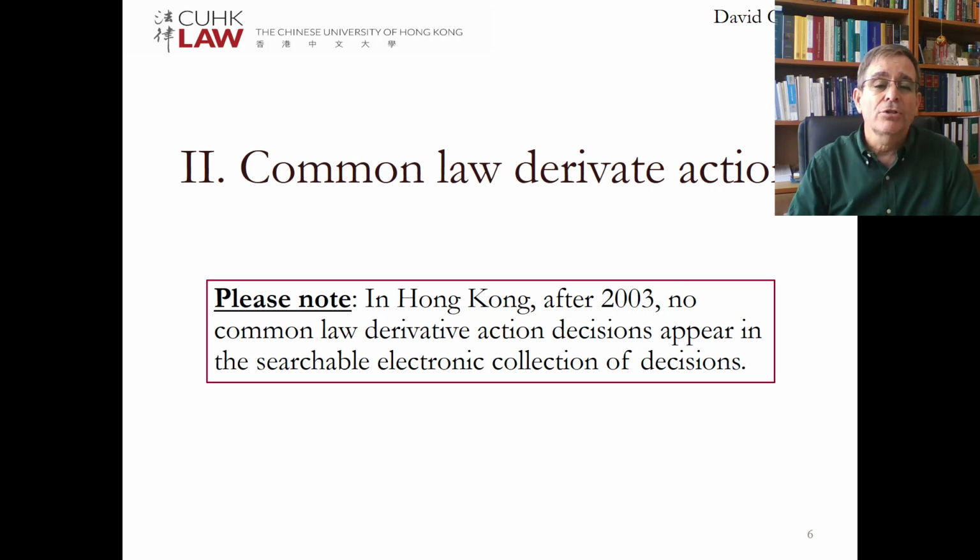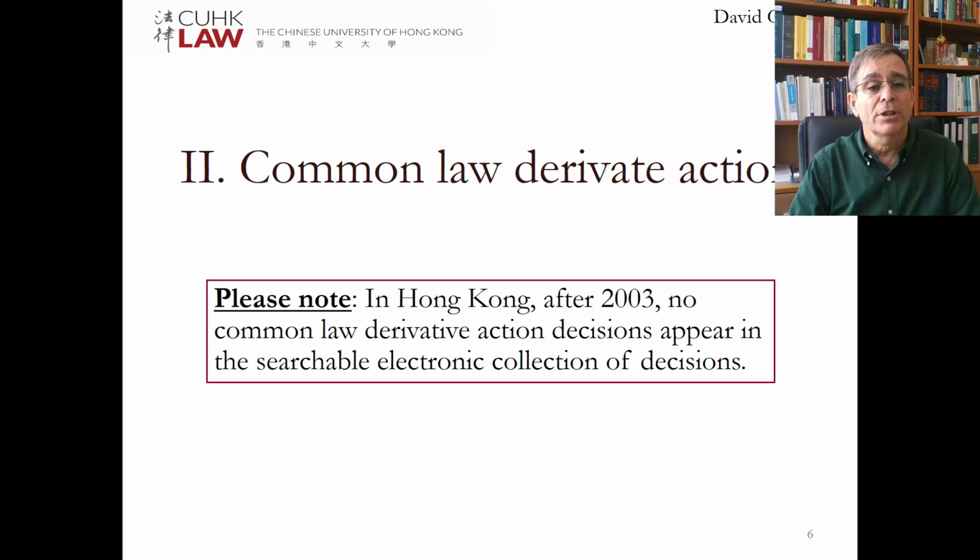Now, the culture has changed significantly. If we look at the beginning of the derivative action in the mid-19th century, we see a culture and a state of the common law in which the derivative action is generally rejected, except in very special circumstances. If we fast forward to Hong Kong, which is an international financial center, we have an entire economy which depends on its reputation for investor protection.